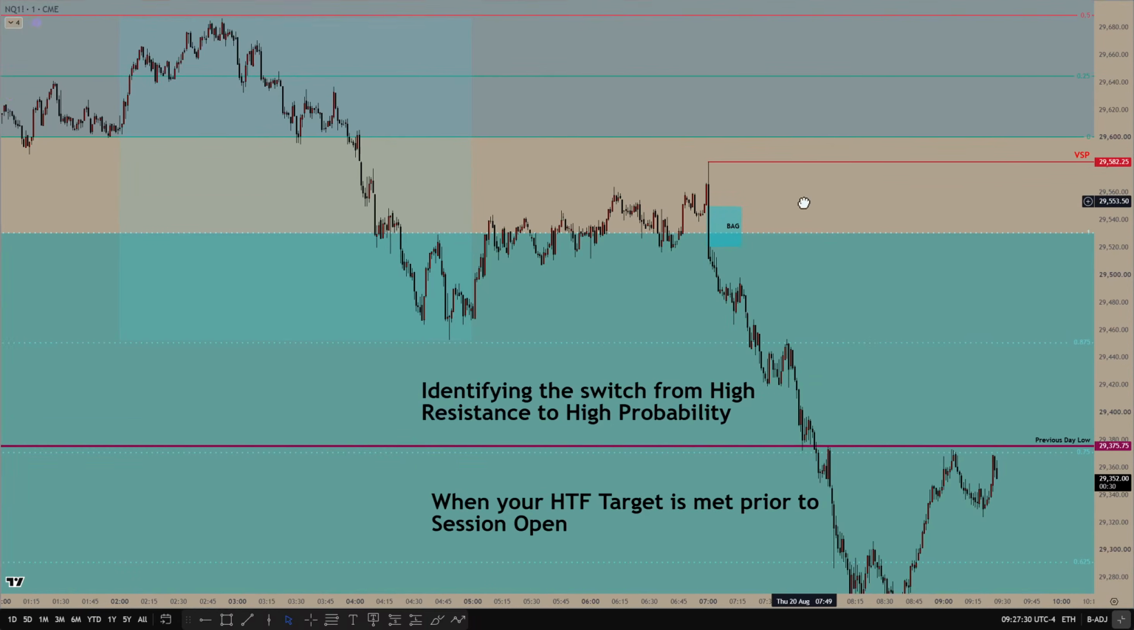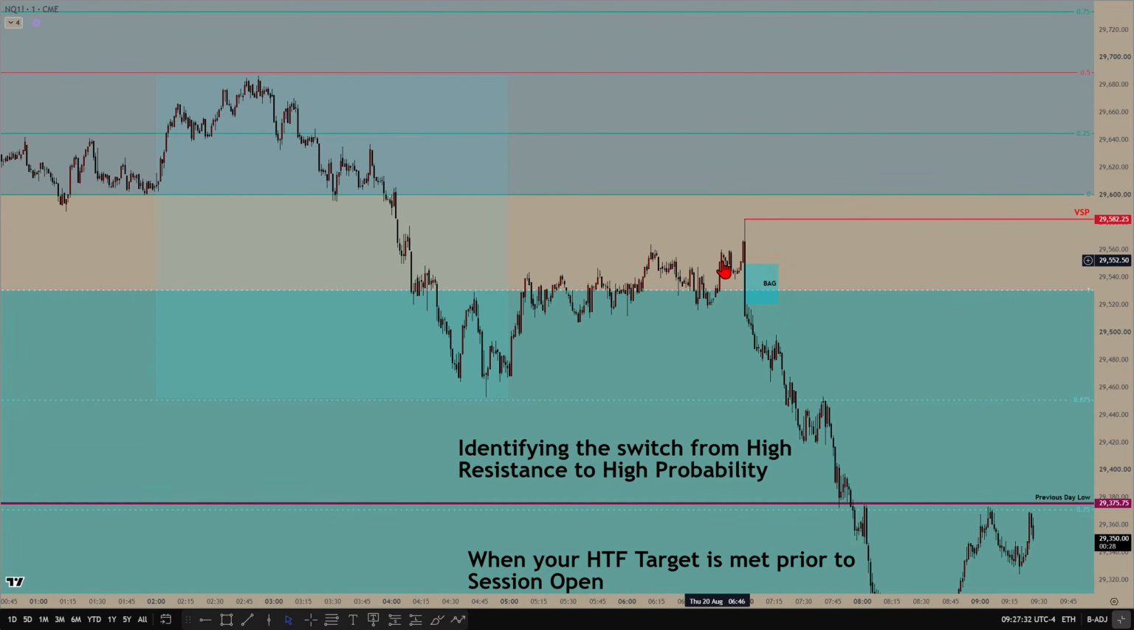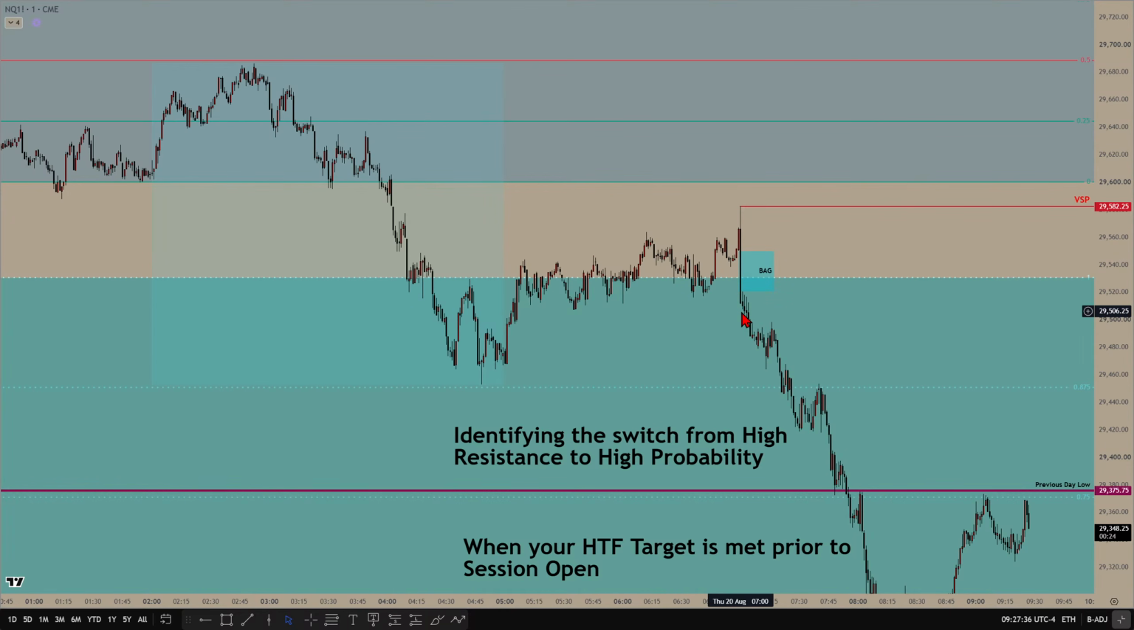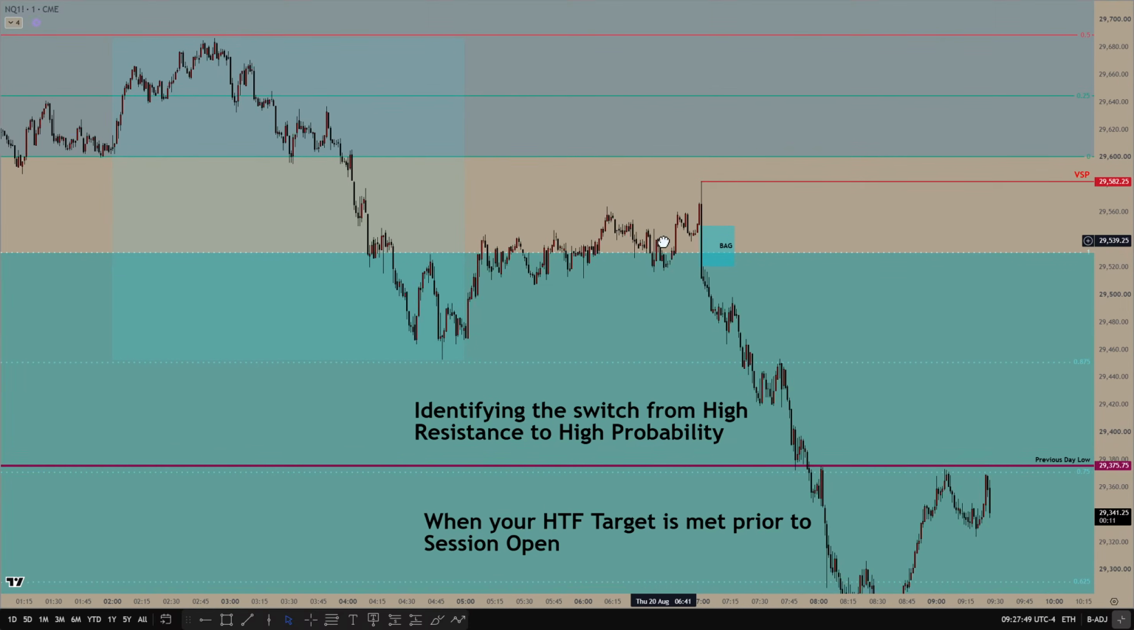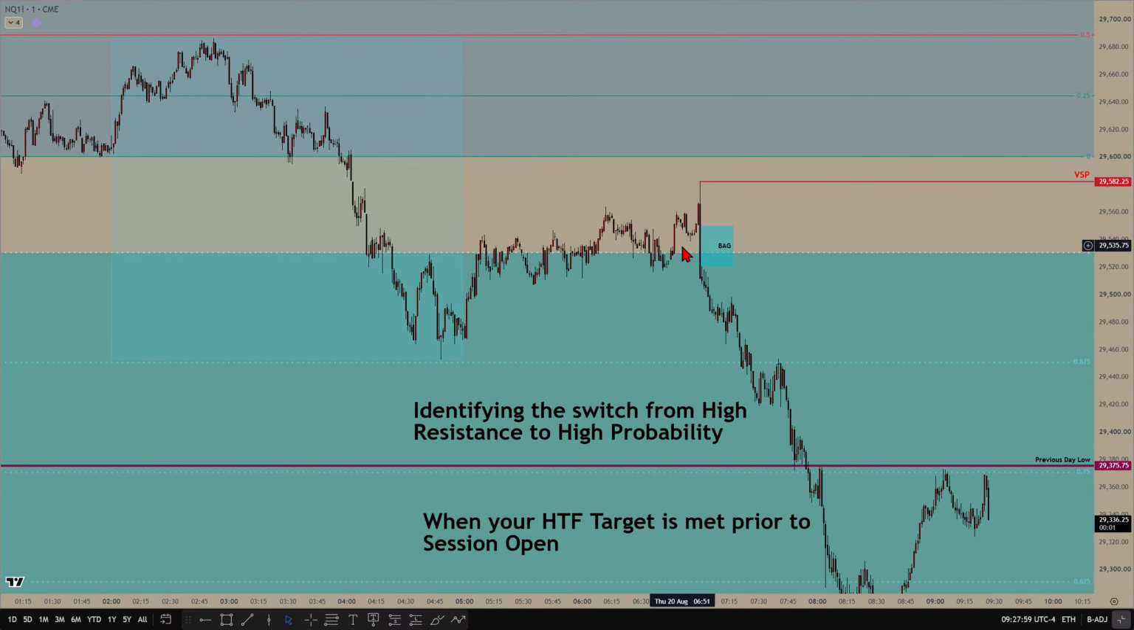Is price behaving algorithmically? Is it respecting PD arrays? Is it leaving inefficiencies and then leaving them open? Is it using the upper half, the lower half? Is it only touching the consequent encroachment? Is it taking liquidity pools? Is it baiting retail in? Is it stopping retail out? It's not that complicated. It's just something you need a bit of practice with, because to see if a fair value gap is being respected isn't that hard. Anybody can do it, but it's applying it in the right time and the right context.